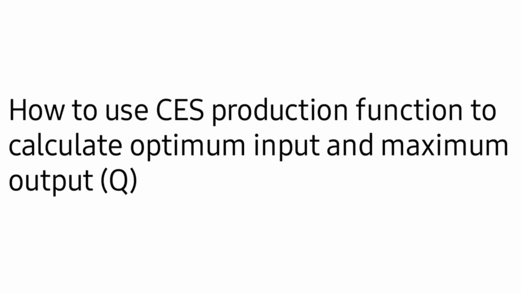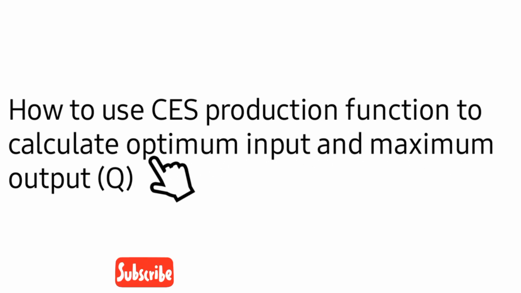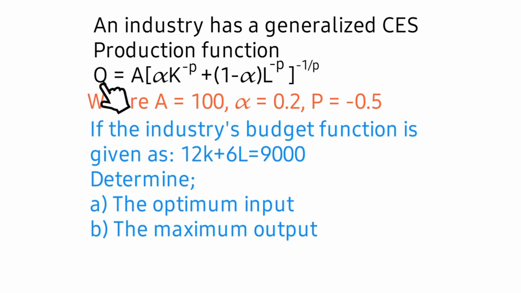This video is an assignment sent in by a subscriber on how to use the CES production function to calculate the optimal input and the maximum output. The challenge says an industry has a generalized CES production function Q equals A times [alpha K raised to the power of minus P plus (1 minus alpha) times L raised to the power of minus P], all raised to the power of minus 1 over P, where A equals 100, alpha equals 0.2, P equals minus 0.5.